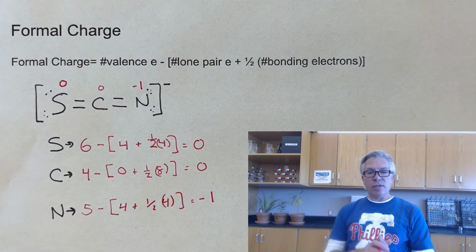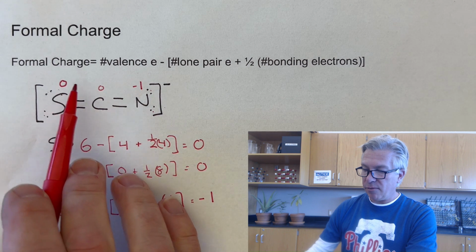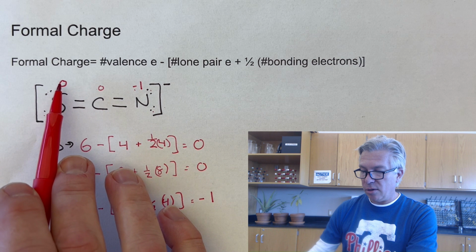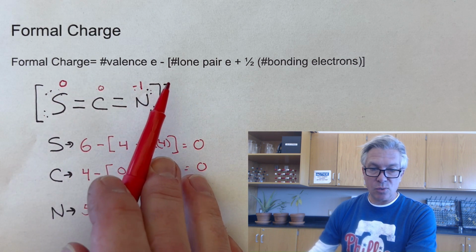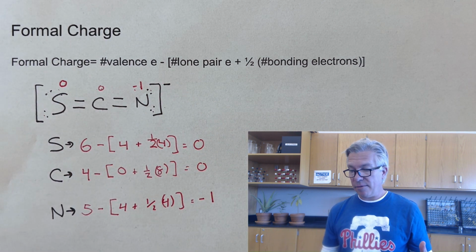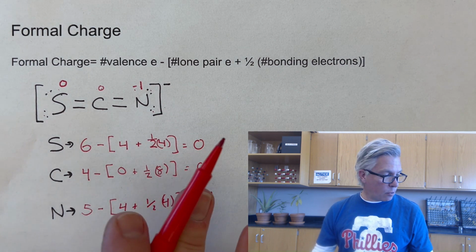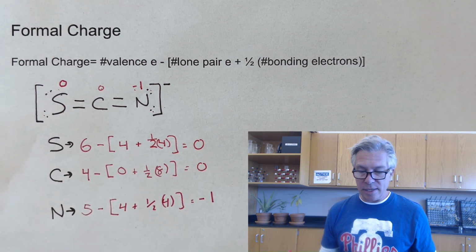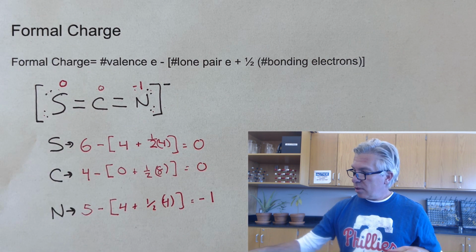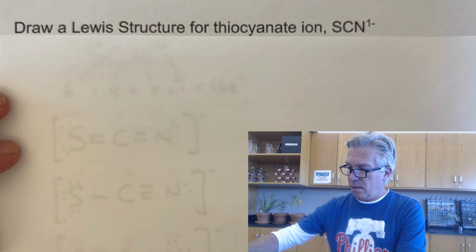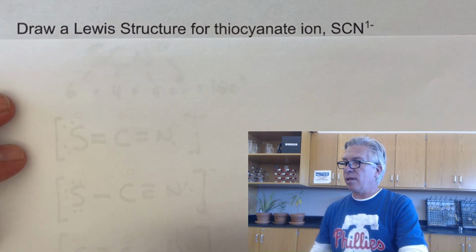One way to check that you're doing these appropriately is that the sum of the formal charges has to add up to the overall charge on your molecule. So 0 plus 0 plus -1 does give me the -1 overall that this ion would have, and so I can be reasonably sure that that is correct. So this is the formula. Take a moment and write it down, and then we'll go ahead and put the other ones up there. We'll go back to my original statement about drawing a Lewis structure for the thiocyanate ion.